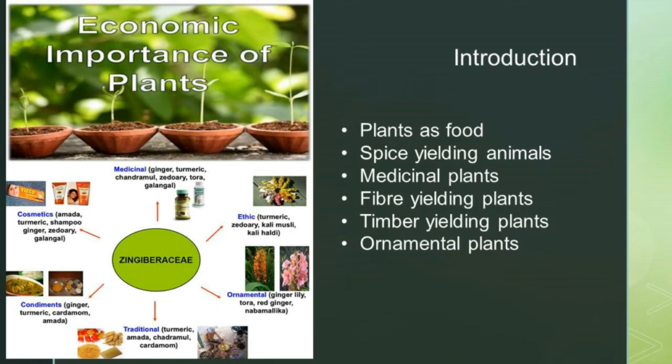In this lesson, let us discuss the different crop plants of economic uses in relation to mankind. Based on their economic values and uses, plants may be broadly classified as plants as food, spice yielding plants, medicinal plants, fiber yielding plants, timber yielding plants, and ornamental plants. Come, let's enter into the lesson.